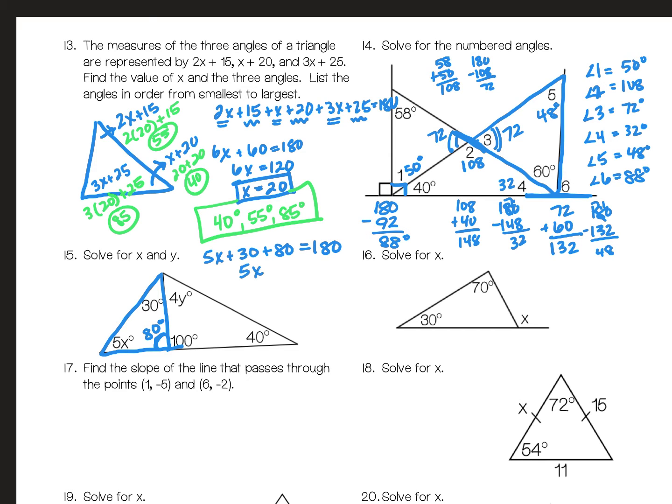So that would give you 5x plus 110 equals 180. Subtract 110. So 5x is 70. And then divide by 5 to get that x is 14.